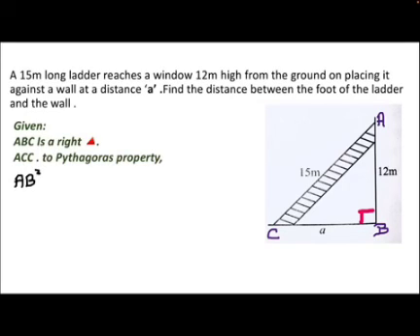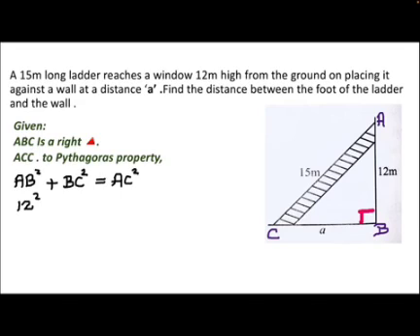So given ABC is a right triangle, according to Pythagoras property, I think now you are all very clear with that. AB squared plus BC squared is equal to AC squared. In the previous problem, the measurement of the legs was given and you found out the hypotenuse. Now, the hypotenuse is given, the height is given, you have to find the base, children. Let's see how to find that.